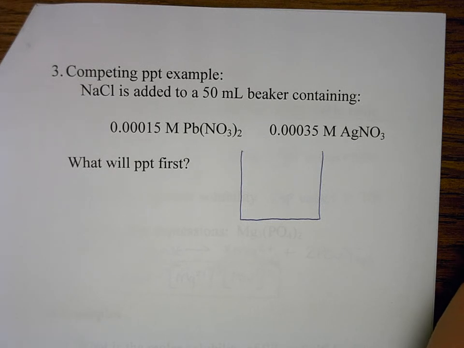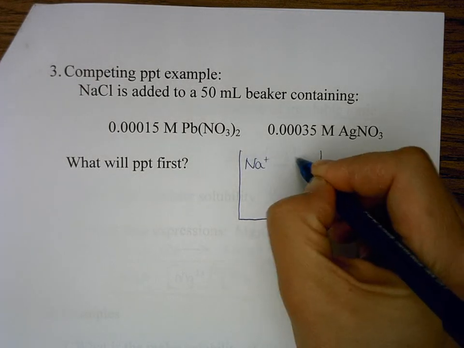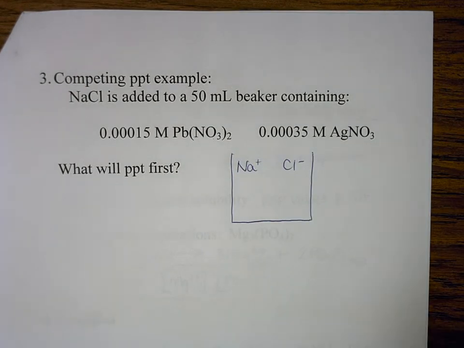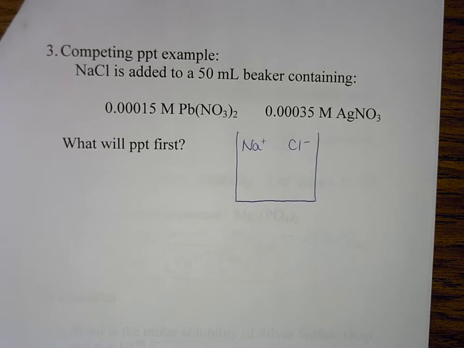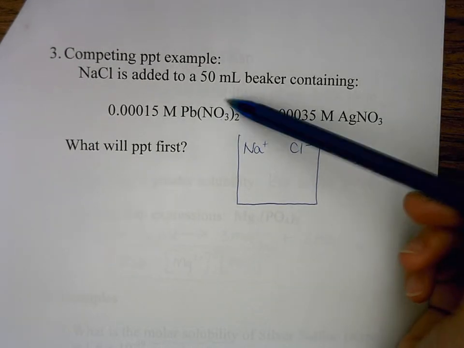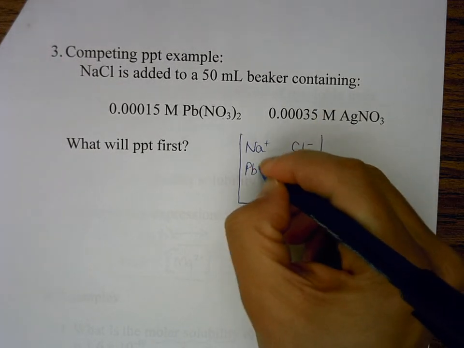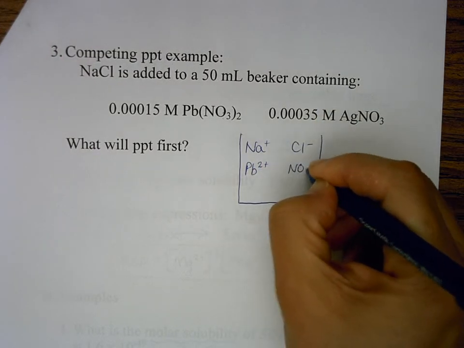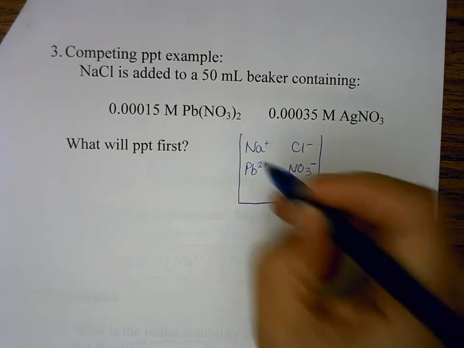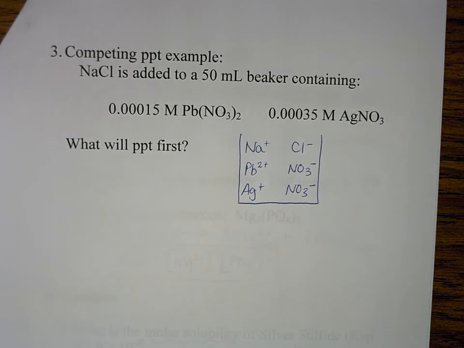So I'm going to add sodium chloride. And when we're dealing with these KSP problems, you ionize everything. Well, by itself, lead nitrate is soluble, silver nitrate is soluble, okay? So lead, 2+ nitrates, because nitrates are always soluble, right? Silver and nitrate.